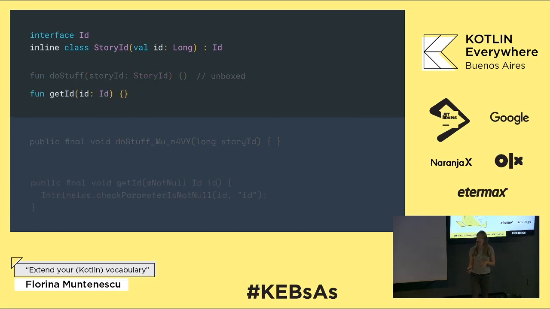But if, for example, I have a getID where I'm returning the ID, this means that this is an object. So this will be represented as boxed. So it's going to create that extra object for us.